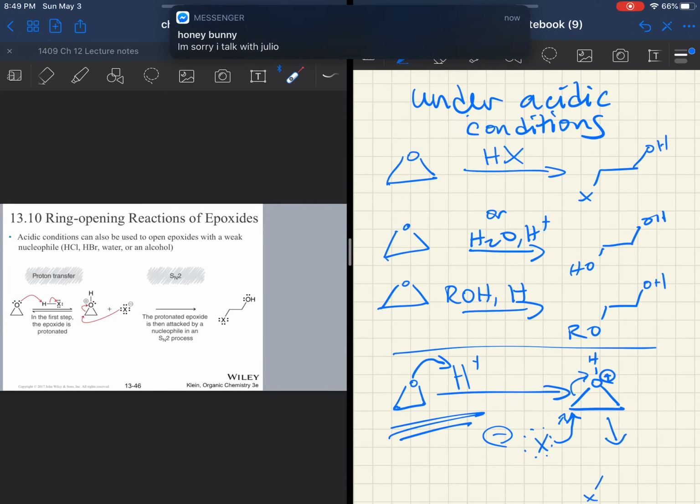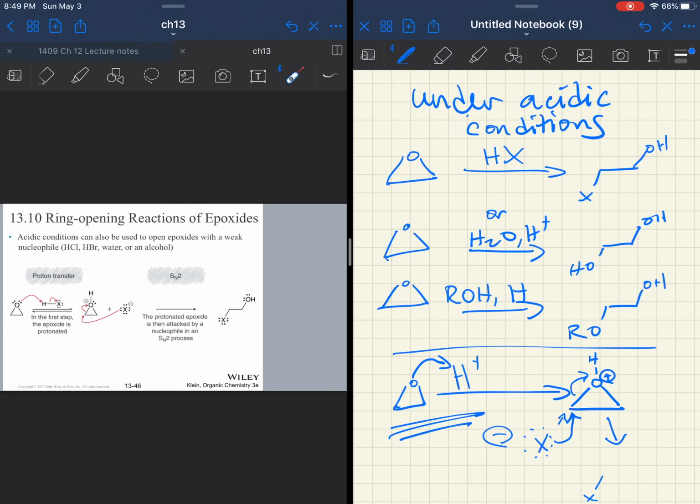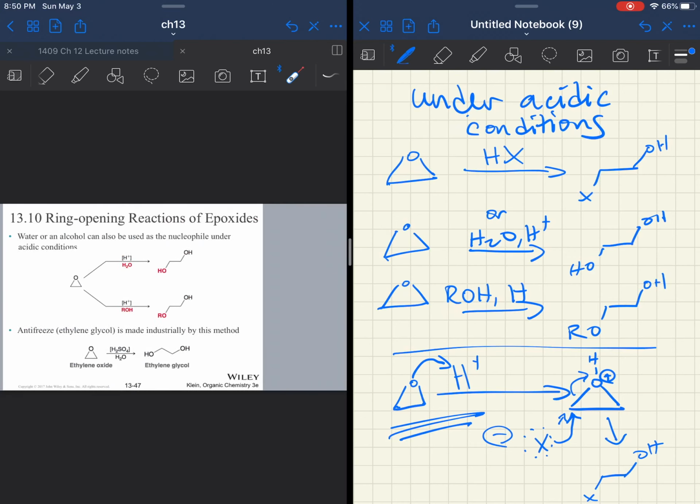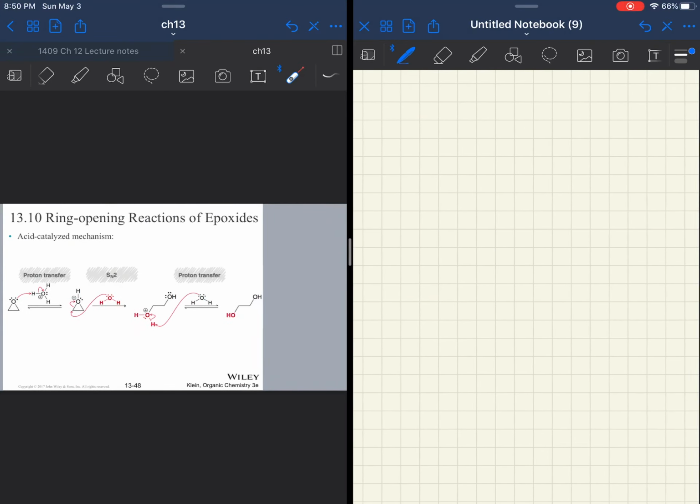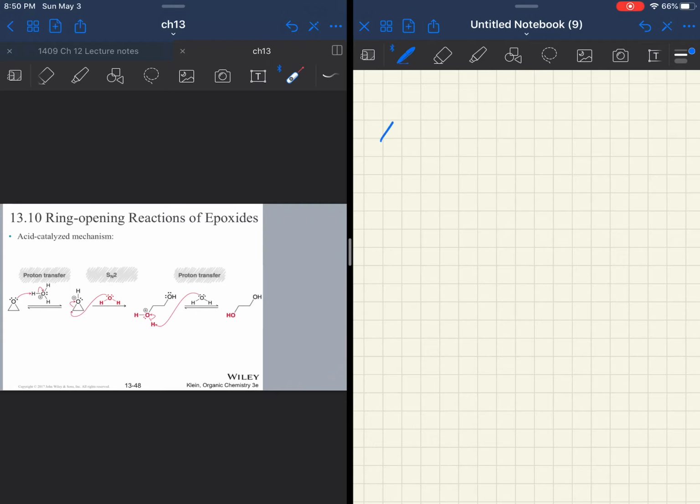Now when you add X, it's pretty easy. There we go, and you are done. However, when it's water, you do have an extra step, right? So you can use water or alcohol, and they both are going to require an extra step. And that's going to be dealing with that proton at the end. You have an example of water, so I'm going to use an example of an alcohol next to it so you can see both.